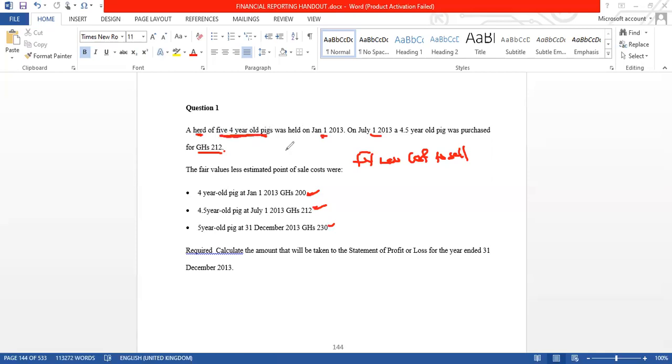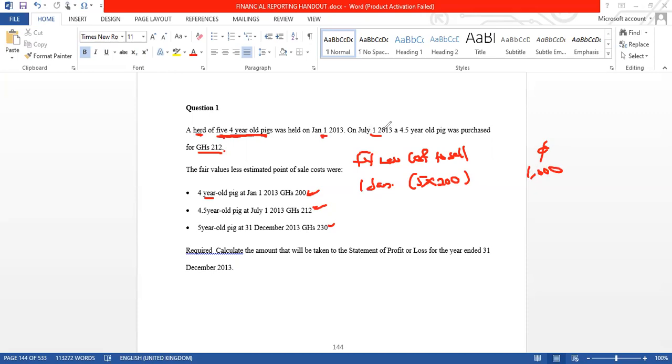So we have 5 pigs that are 4-year-old. If we are now valuing our 5 pigs, we need to come to the market and see the market value, the fair value here. So as at January 1, we have 5 pigs, and the fair value in the market for a 4-year pig is 200. So when we multiply, we get 1,000 cedis for it.